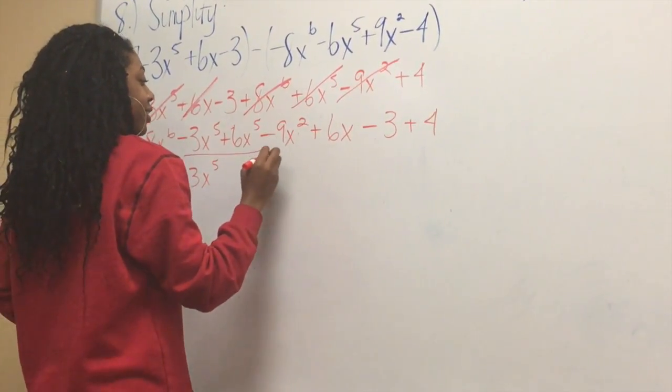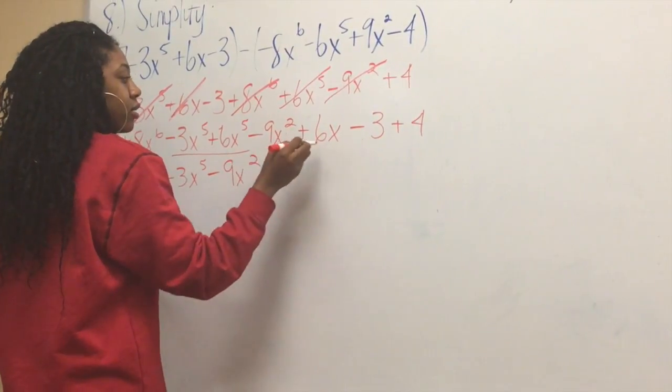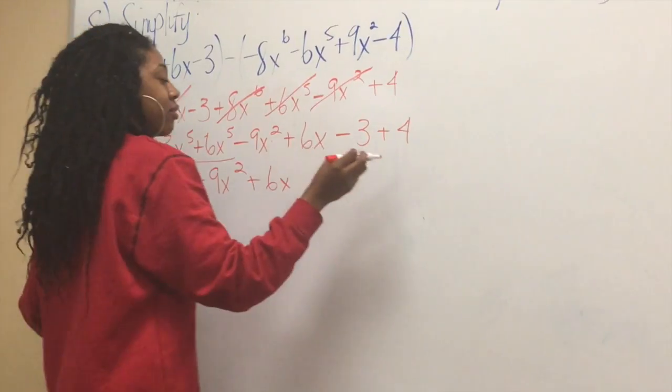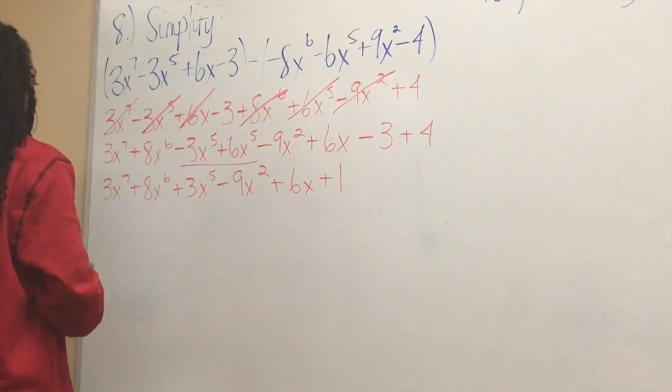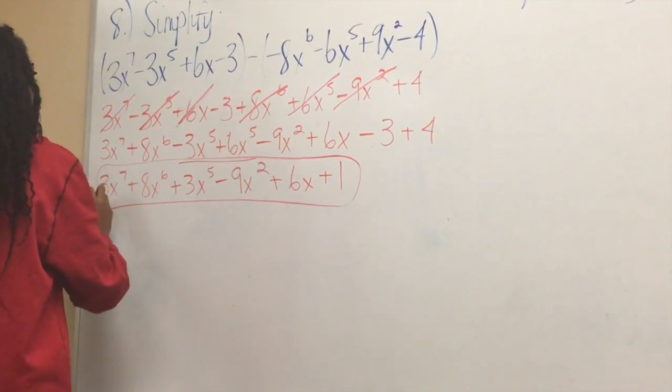This doesn't have anything to go with it, so we're going to have negative 9x squared. We're just going to bring that one down, have positive 6x. Negative 3 plus 4 equals positive 1. And this is our answer right here.